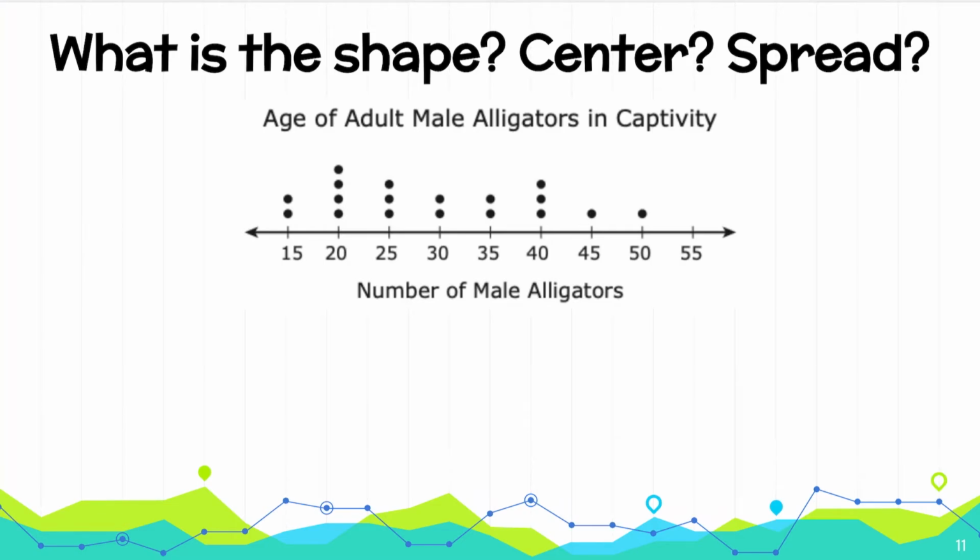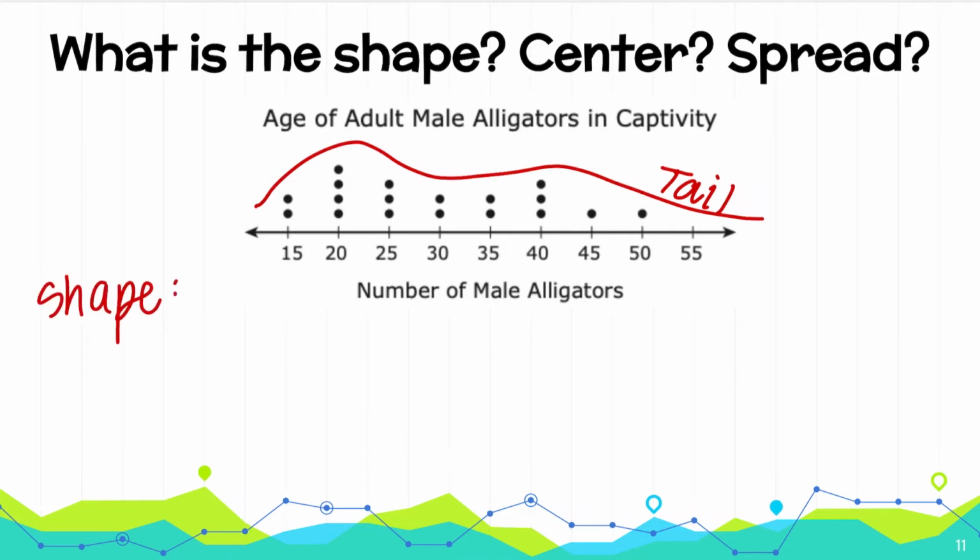So now we have our dot plot. What is our shape? So I'm going to kind of go over my data. I see that my tail is on the right here. So my shape is skewed right. And if I'm skewed right, that means that my outlier is on the right side of all the data, pulling that mean away from the median.